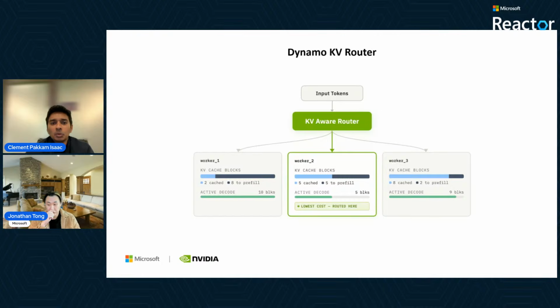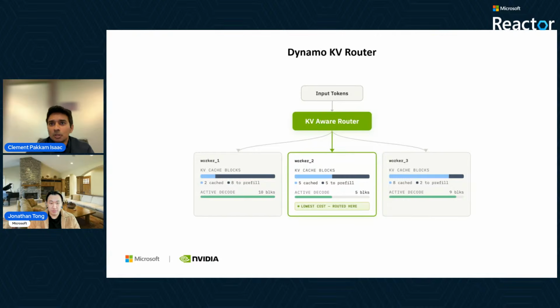Here we have three scenarios: worker one, worker two, and worker three. Now let's look at each of these scenarios. Worker one has two cached blocks, but it has 8 blocks that are not cached yet. That means significant prefill work needs to be done, plus 10 active decode blocks already in flight for this node. So this worker is already stressed in the decode phase.